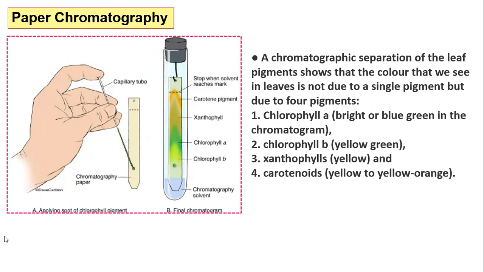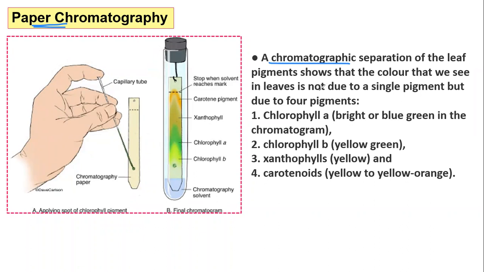So simply, in plants you will have chlorophyll A, which is bright or blue-green in color, chlorophyll B, which is yellow-green, and xanthophylls, yellow in color. And finally, carotenoids, ranging from yellow to yellow-orange. So there are 4 main pigments associated with photosynthesis in a plant. You'll learn about paper chromatography in your class 12 chemistry syllabus. Chromatography is used to separate colors, and paper chromatography is used for the separation of colors from the leaf.